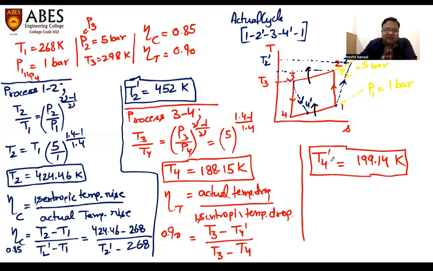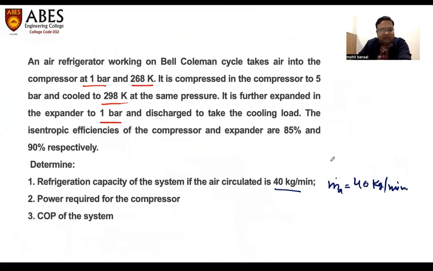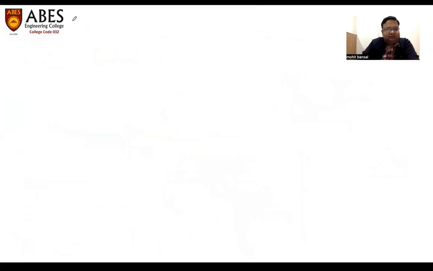And for the COP, these are very much essential. So now we have to just see, but we have to calculate. It is in the very first part, it is asking the refrigeration capacity of the system if the air circulated is 40 kg per minute. So, mass of the air circulated.